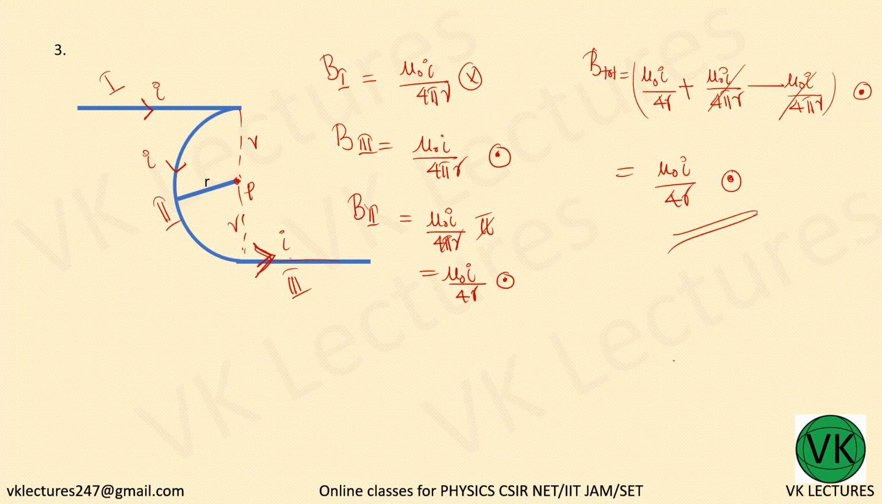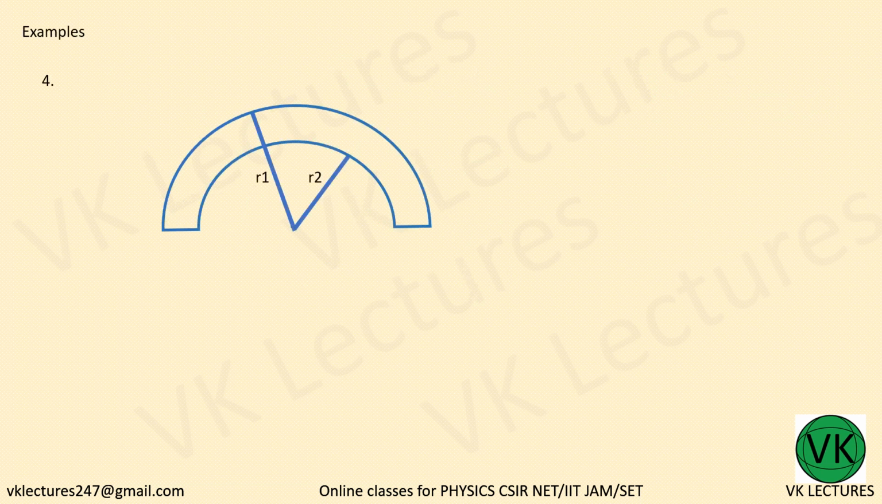Okay, coming to another example, here we have a current going like this, like this, like this, and this. So these are the directions of current flow. Here we can consider this as 4 parts. This is the first portion, this is the second portion, this is the third portion, and this is the fourth portion. So dividing this current carrying conductor into 4 parts, we need to find the magnetic field here. The radius is r1 and this is radius r2.